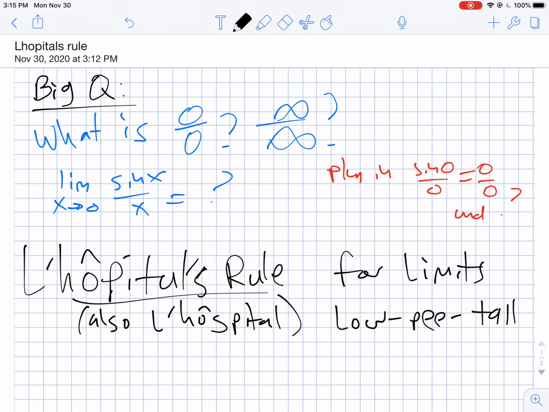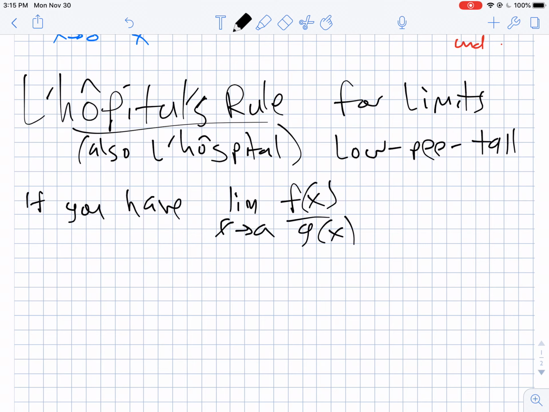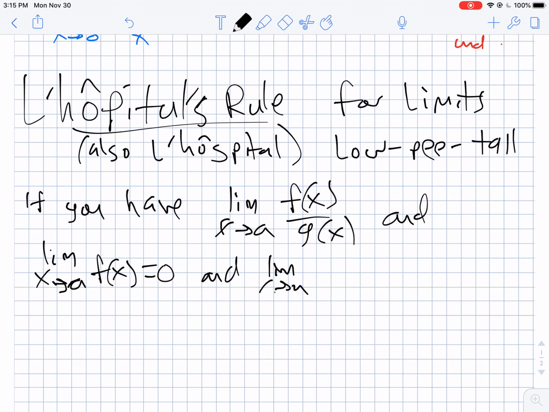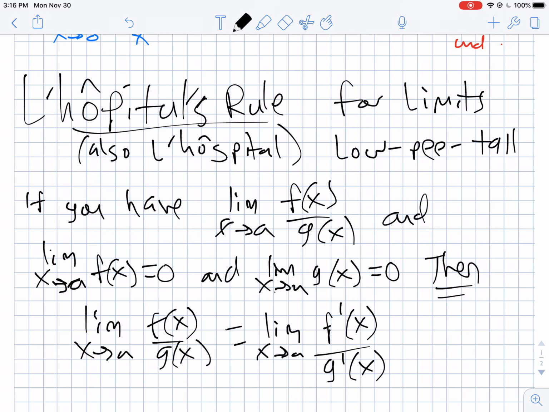Okay, so here is what L'Hopital's rule for limits says. If you have a limit as x approaches some value a of a fraction, f of x divided by g of x, and you take the individual limits of top and bottom, so the limit as x goes to a of f of x equals 0, and the limit as x goes to a of the denominator g of x equals 0, then what L'Hopital's rule says is that finding the limit as x goes to a of f of x divided by g of x is equivalent to finding the limit as x goes to a of f prime of x divided by g prime of x.